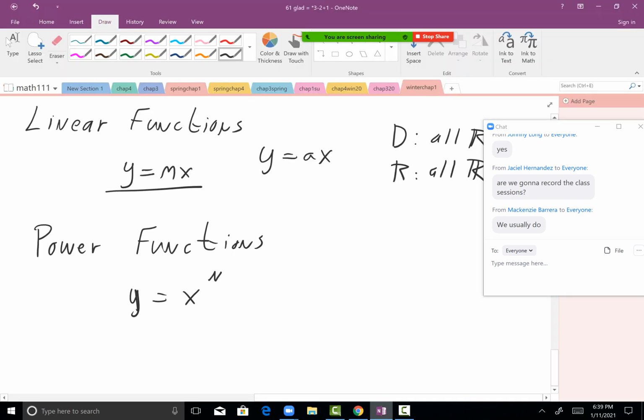Okay. As I was saying, what we're going to do is examine these using Desmos as a slider. Now that part isn't going to get recorded, but the information part will.